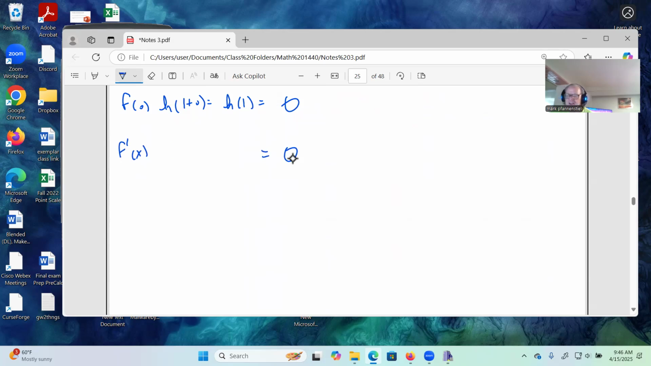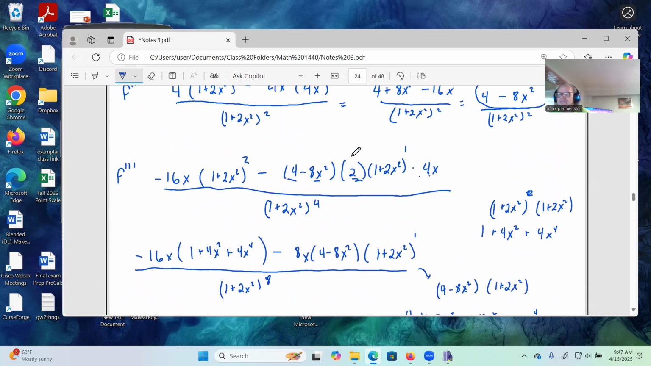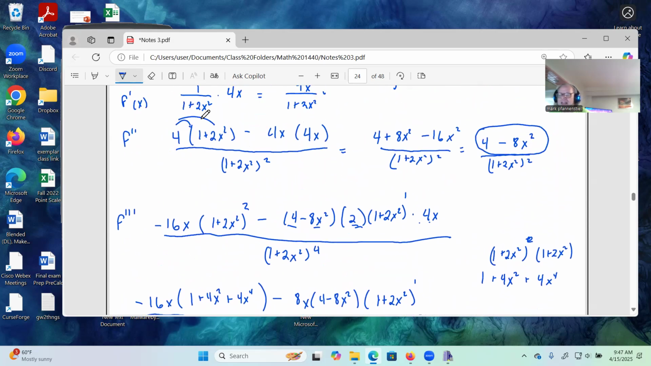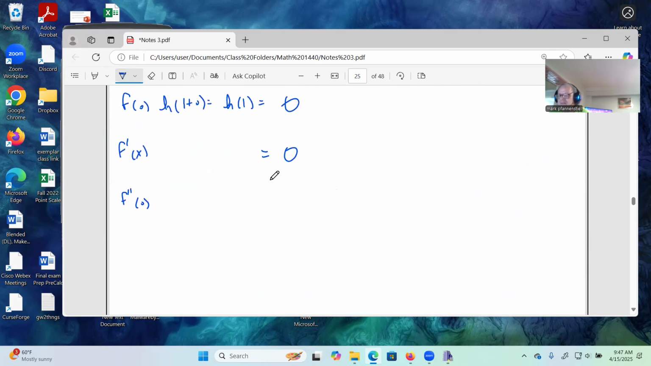Equals 0. Our f double prime, so we'll go ahead and say f double prime of 0. So we'll go all the way back up here and collect our f double prime. Okay, and in our f double prime, we plug in 0 for x. We're going to get a 1 plus 0 squared on the bottom. So we're just going to end up with a 4. So on the f double prime, we have 4.